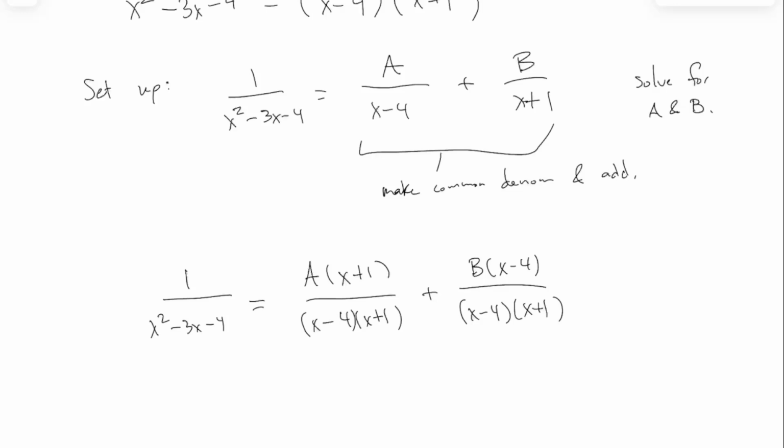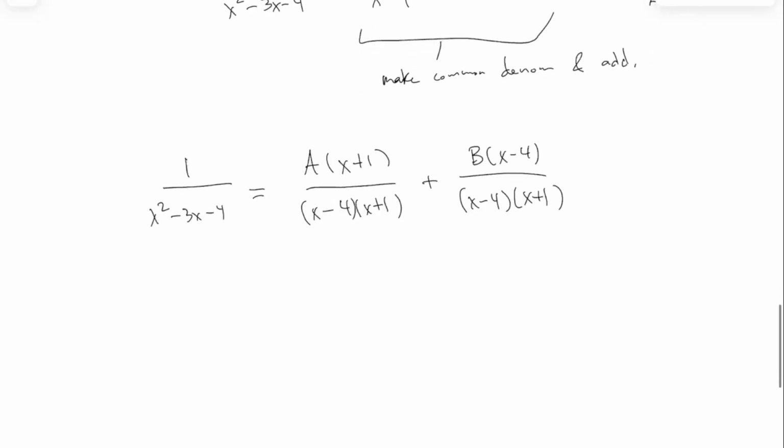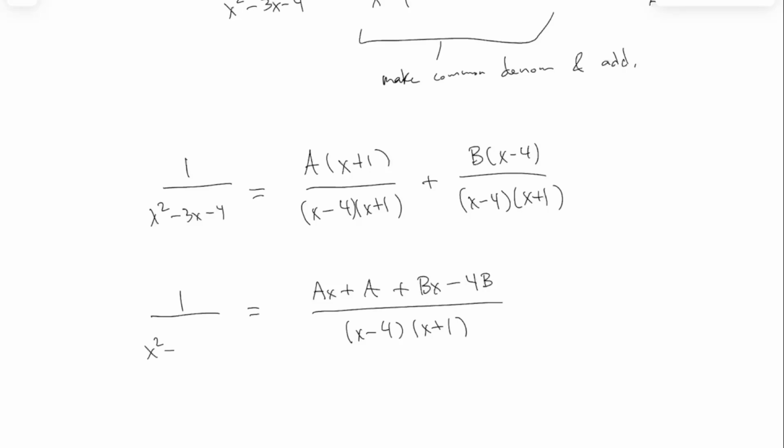I said make a common denominator and add them together. So they have a common denominator now. Let's actually add them up, which involves just adding the numerators together. Maybe I'll distribute the a and the b also. So it's going to be ax plus a, and then the second one plus bx minus 4b. And all of this is over this common denominator, with a 1 on the other side.